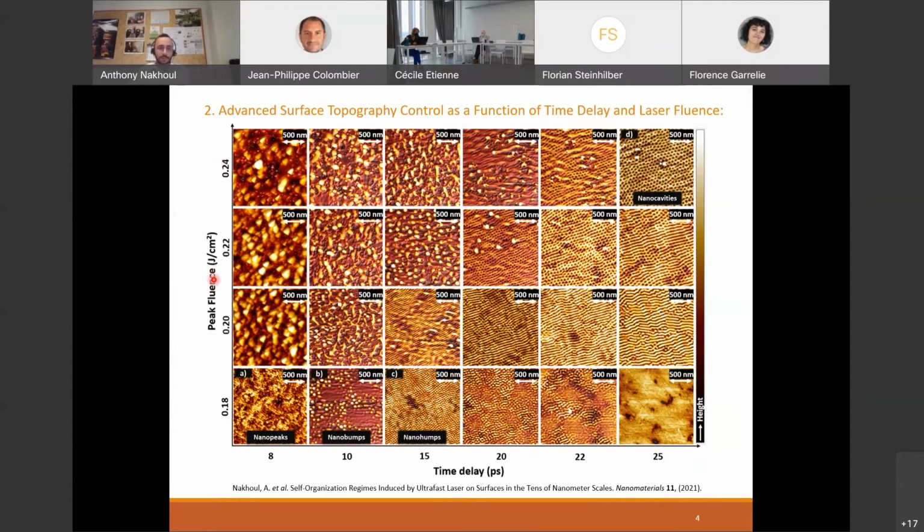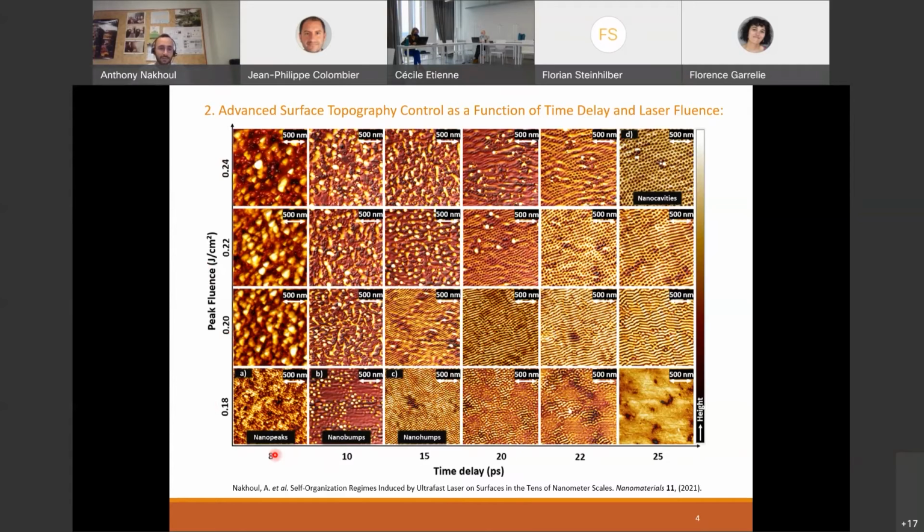So at a peak fluence between 0.20 and 0.24 and the time delay between 8 and 10 here, we can observe chaotic nanostructures, and also maybe here. When we reduce the peak fluence to 0.18, we start observing different types of nanostructures.